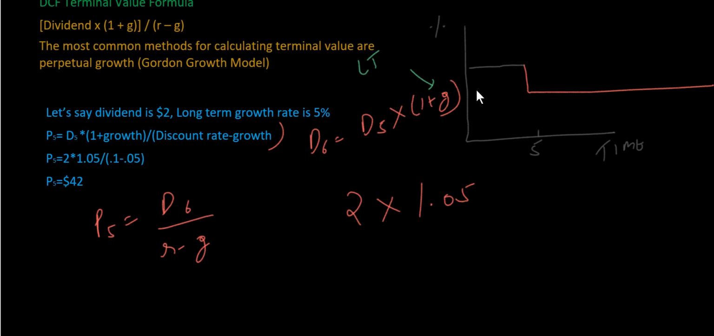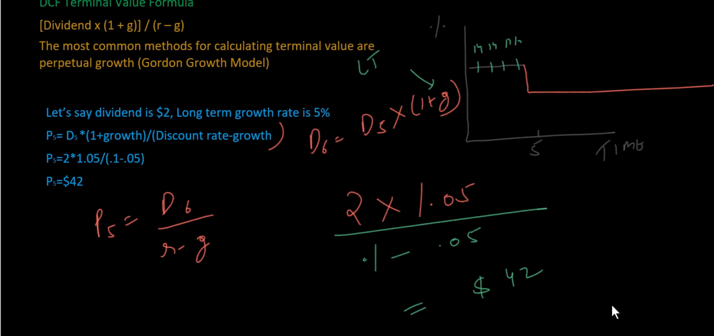People make a mistake: they use D5. Don't make that mistake. Also, this will be P5, not P6, because the growth becomes constant after 5 years. Here the growth was 14%, but after a certain period of time the growth becomes a constant 5%. So I will apply the Gordon growth model from this point onwards. So 2 into 1.05 divided by my discount rate of 10% minus 0.05. I solve it and I get 42. And this is my terminal value, the same value which we have used prior to this.